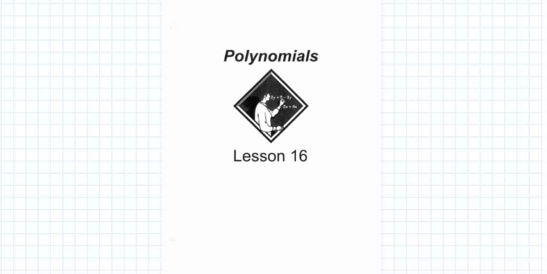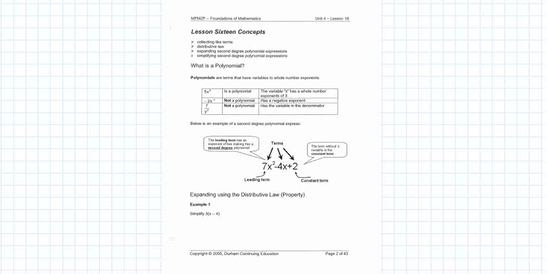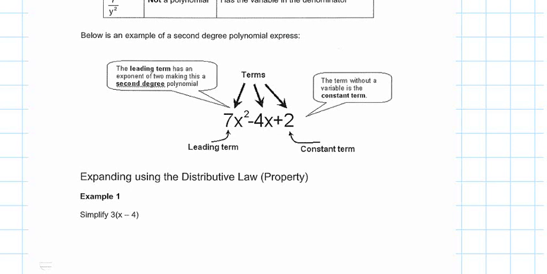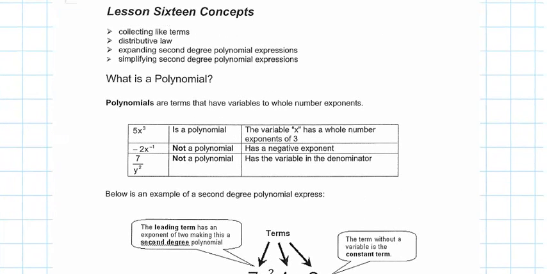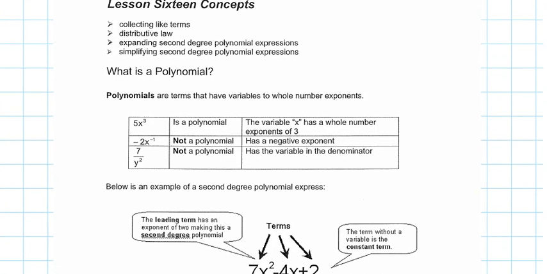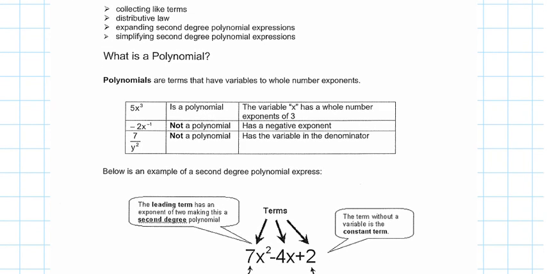Okay, so we're starting the next unit, which is polynomials. We're going to learn about how to factor polynomials, which you're going to need for the grade 11 college credit. Okay? So before we start with expanding polynomials, we're going to start with defining polynomials. Okay?